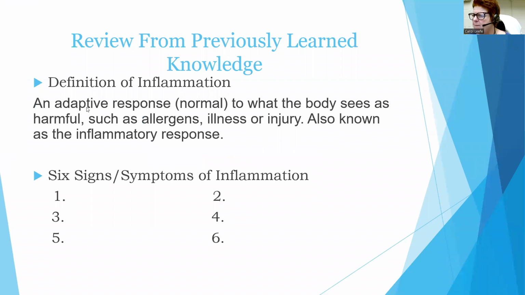So inflammation. The definition is an adaptive response normal to what the body sees as harmful, such as allergens, illness, or injury, also known as the inflammatory response. So you probably have heard about this when you talked about how wounds heal, because the first stage is the inflammatory response. There are 6 signs or symptoms of inflammation. Okay, so you can quickly jot those down.